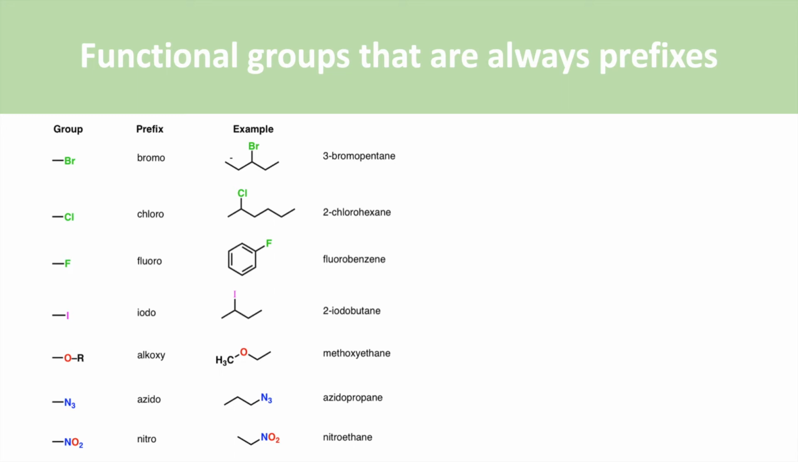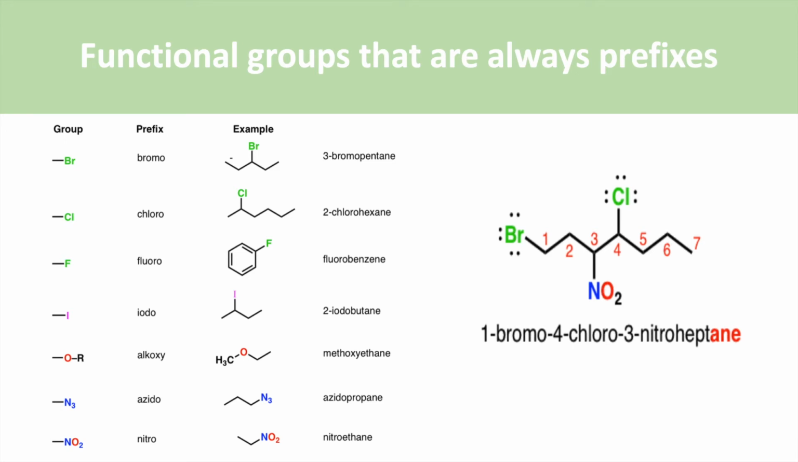Looking at the example on the right, we identify that there are 7 carbons in the parent chain, so this is a heptane molecule, and then we list off all the functional groups with their appropriate prefixes in alphabetical order. This leaves us with the name 1-bromo-4-chloro-3-nitroheptane.